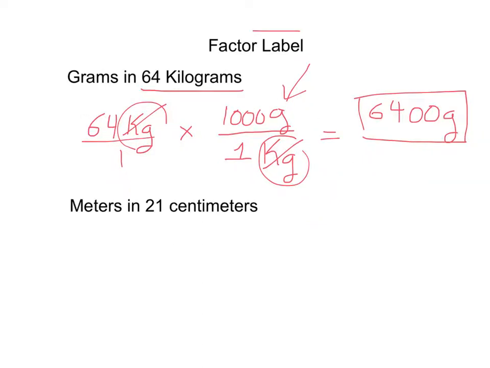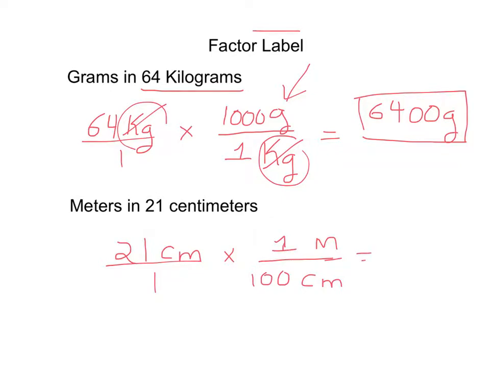Okay, try that one. Go ahead and pause it and see if you can figure out how many meters are in 21 centimeters. Okay, so here's how you start. Just like above, we take the number we were given with the units. If it helps you, put it over 1. Next step, I need to get rid of centimeters and go to meters. So centimeters should be on the bottom. How many centimeters are in a meter? There's 100. A cent is 1/100th of a dollar, and the word centi means 1/100th.